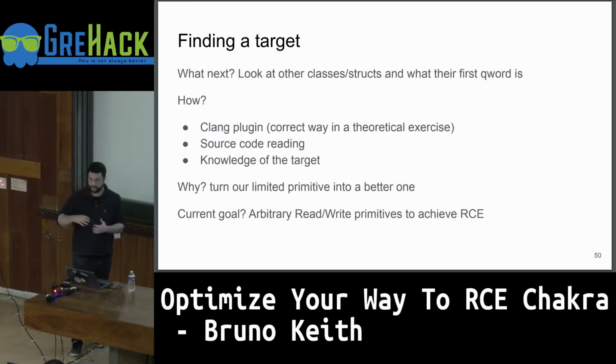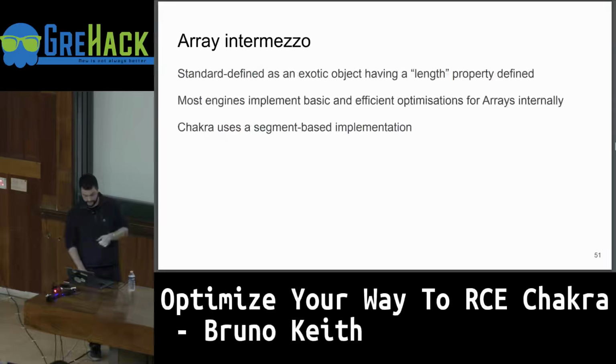And the current goal, we want to achieve RCE, and in a JavaScript engine, or any target basically, that means achieving read-write primitives first. So we're going to be trying to turn a very limited primitive into an arbitrary read-write. Which brings us to our first intermezzo, talking about arrays.